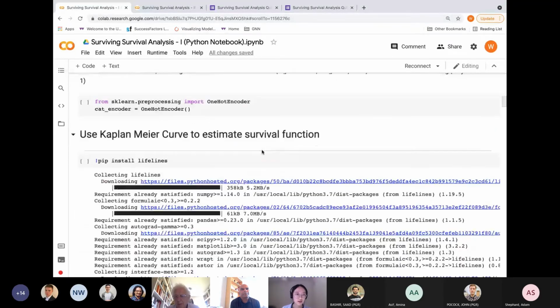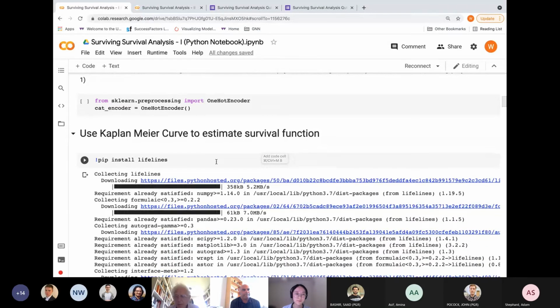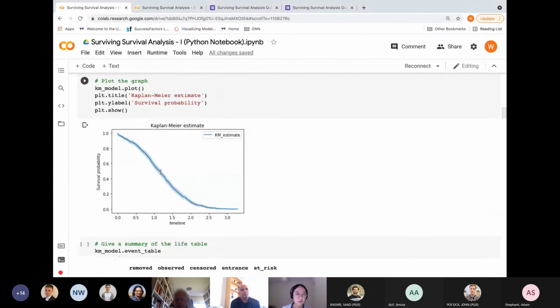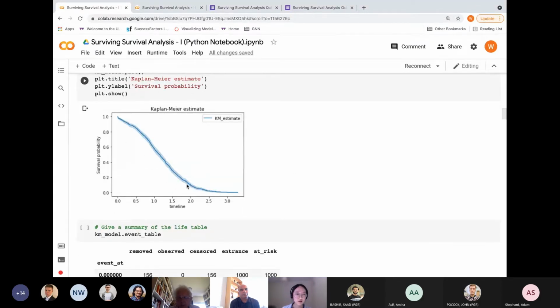Okay, so the first thing that I showed you in this notebook is how to use the Kaplan-Meier curve to estimate the survival function. Here we call the Kaplan-Meier fitter function from the lifelines package, and fit this model on the time and event columns of this dataset. Then we can plot this figure here. You can see that as time increases, the survival probability decreases.